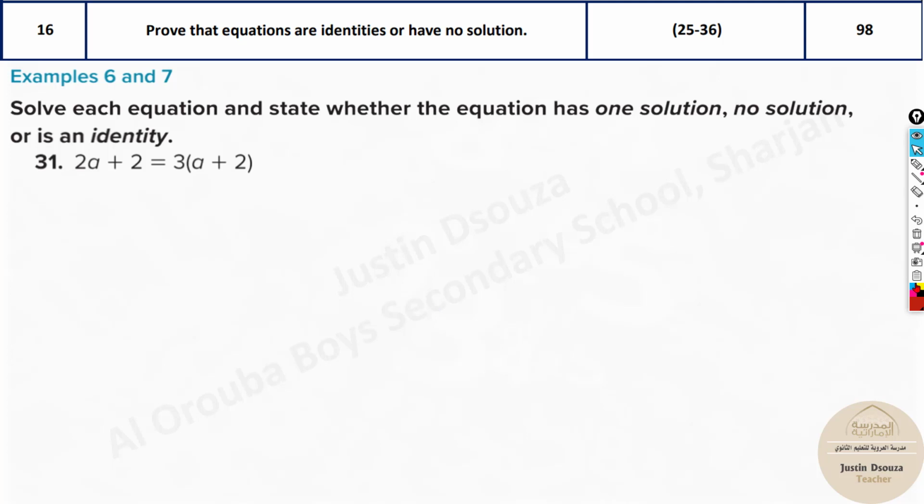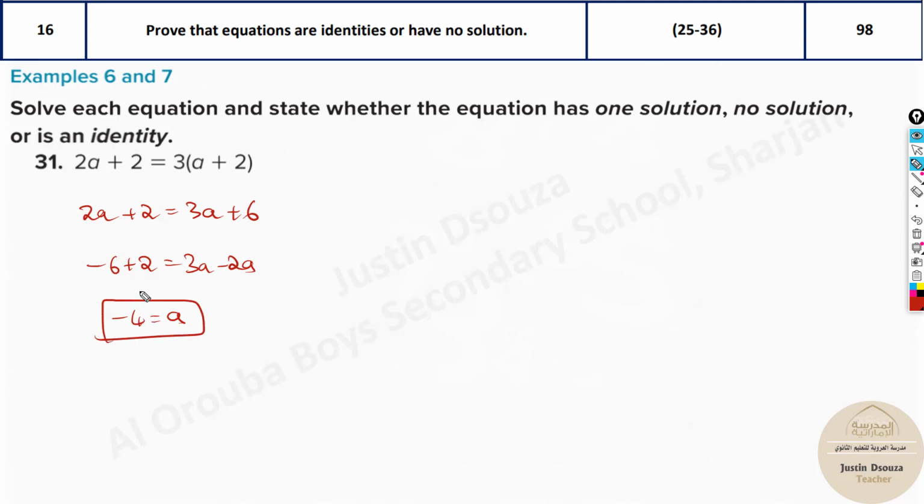Let's solve this one quickly. It is 2a plus 2 equals 3a plus 6. Now, 3 is a bigger coefficient than 2, so 3 remains. 2 move to the other side and 6 to the other side. It will be minus 6 plus 2 equals 3a minus 2a. Now, over here, when we solve it, you'll get minus 4 equals a.